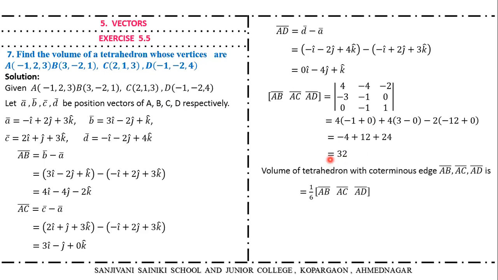Now, the volume of the tetrahedron with coterminous edges AB bar, AC bar, AD bar is nothing but 1 by 6 times the box product of AB bar, AC bar and AD bar. So put the values: 1 by 6 into 32, that is nothing but 16 upon 3 cubic units.